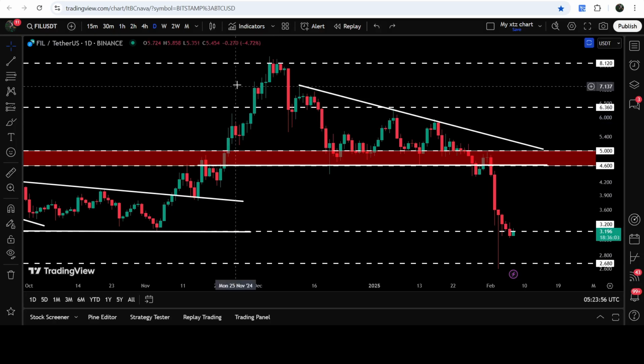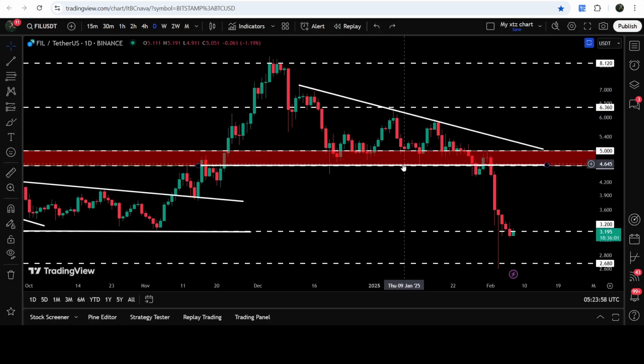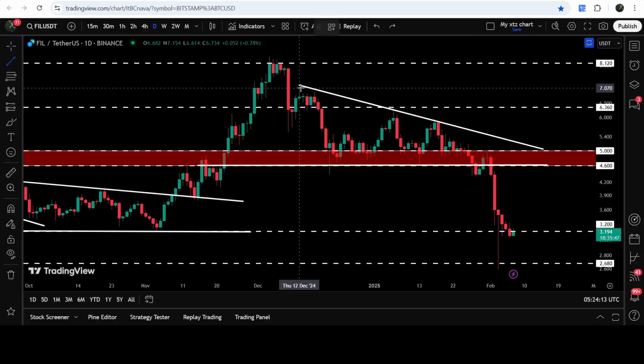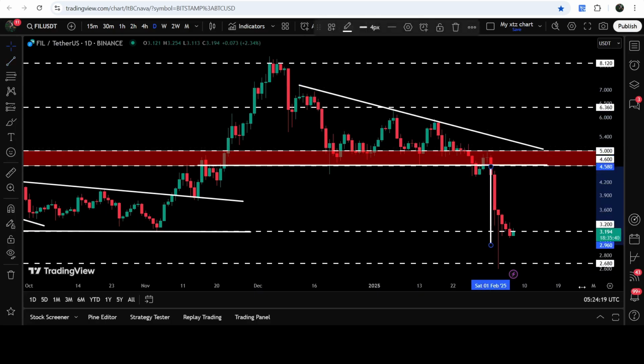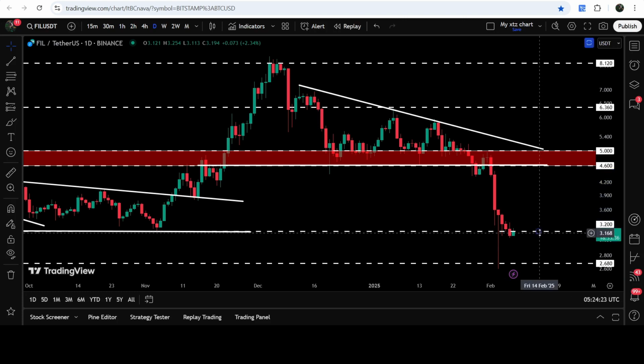Recently, the price of Filecoin has broken down the support of this descending triangle. By the way, at this support, we had a complete support zone that was starting from $5 and goes to $4.60. And this bottom of the support zone was working as a support of this descending triangle as well. After the breakdown, the technical target for this breakdown was approximately $2.96, and you can see that the price then dropped more than that.